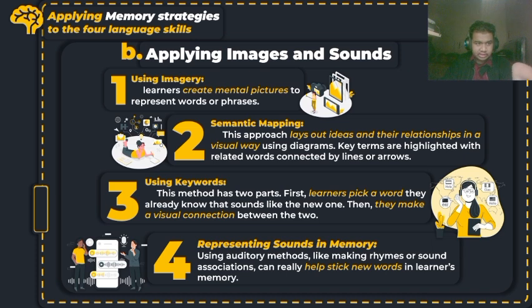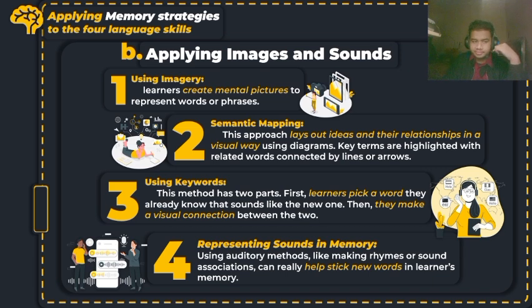The third one is using keywords, as this method has two parts. As for the first one, learners pick a word they already know that sounds like the new one, then make a visual connection between the two. For example, they could link the word with a similar sounding word, or connect any other words, as the small sound similarity helps them remember, even if they still need to practice the pronunciation a bit more.